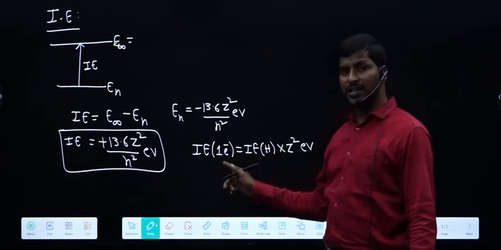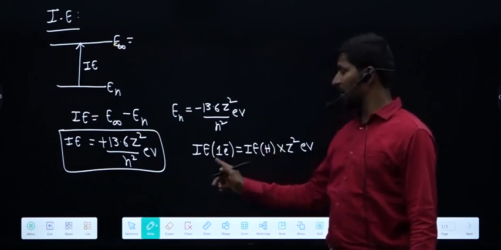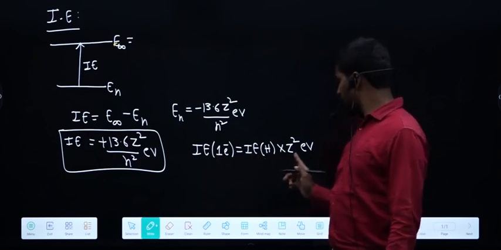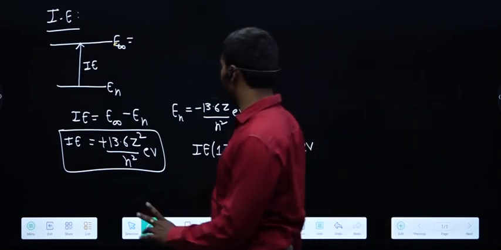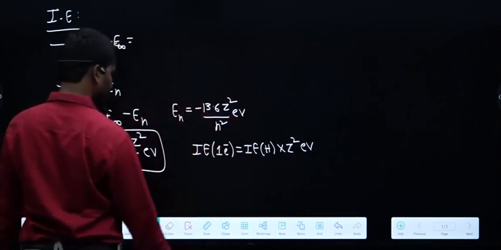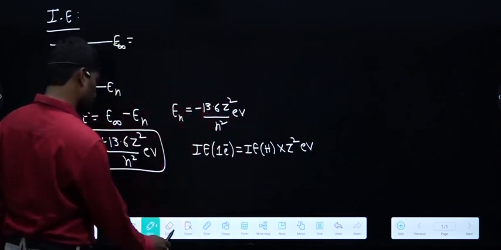For example, the ionization energy of hydrogen atom is X. What is the ionization energy of lithium 2 plus ion? X into 3 square, 9X. Okay. This is about ionization energy. So this is about Bohr's atomic model.